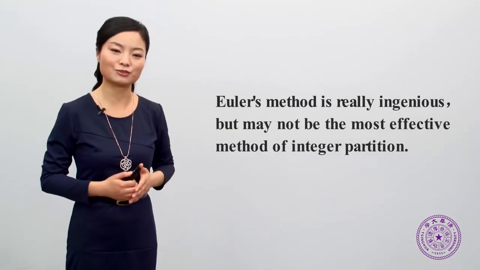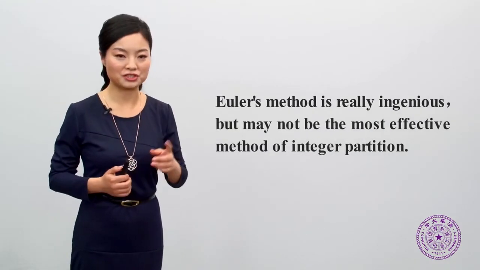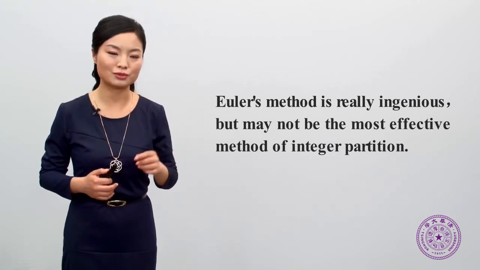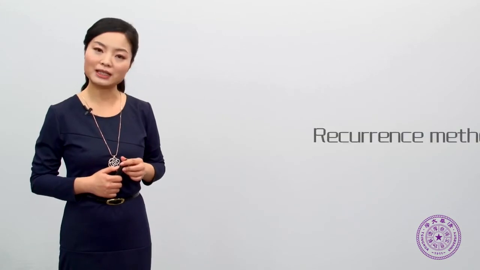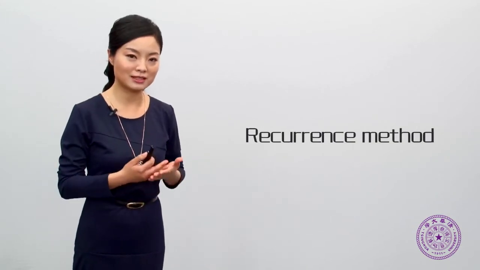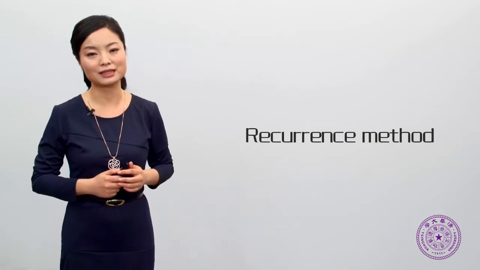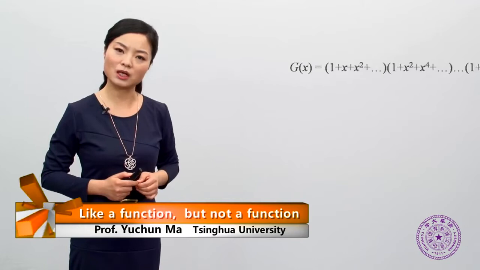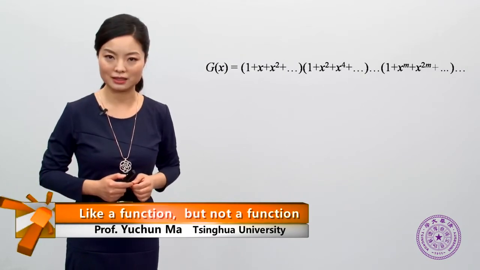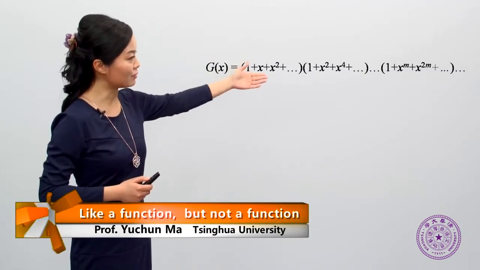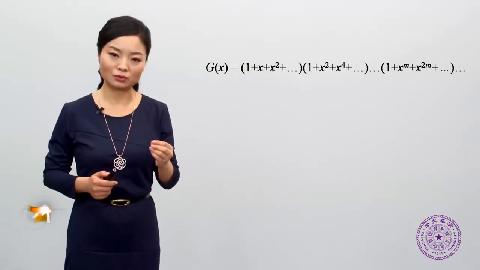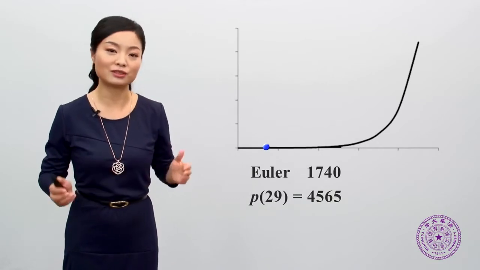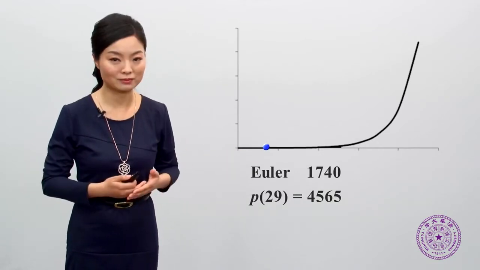Someone commented that Euler's method is really ingenious, but it is not a very efficient way. After that, some people used some recurrence method and managed to get integer partitions for larger numbers. But people tend to feel that it is very, very difficult, especially for Euler's method. Where is the bottleneck? Let's look back. Euler's method heavily relies on many polynomial multiplications. You need to know at Euler's age, there was no computer, not even a calculator.